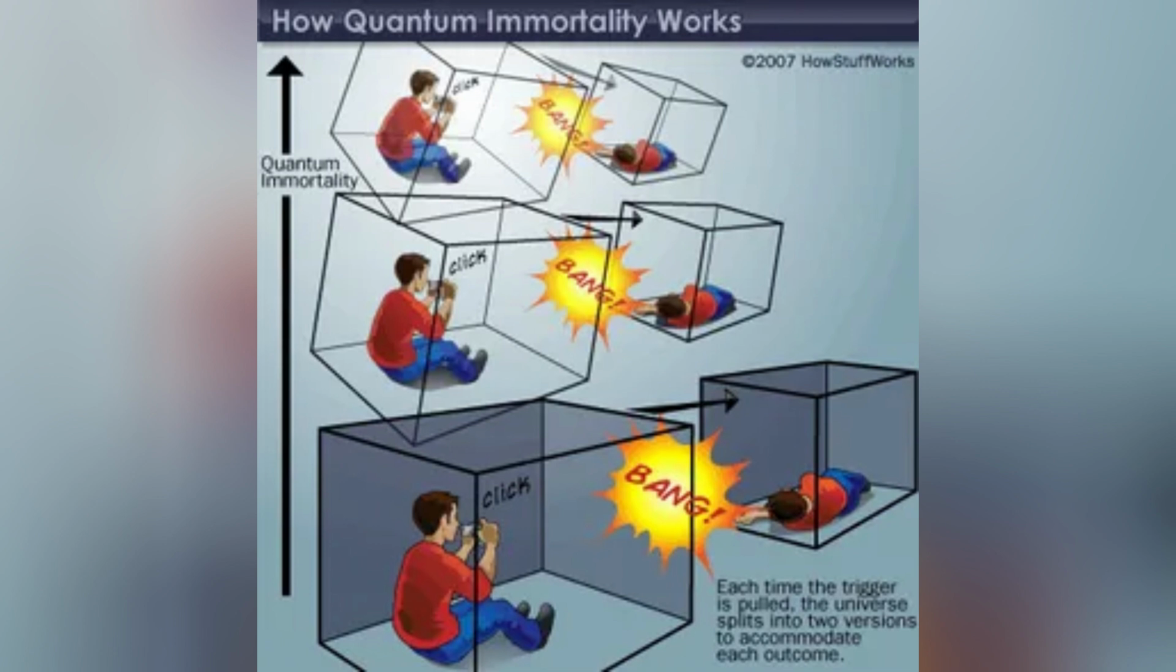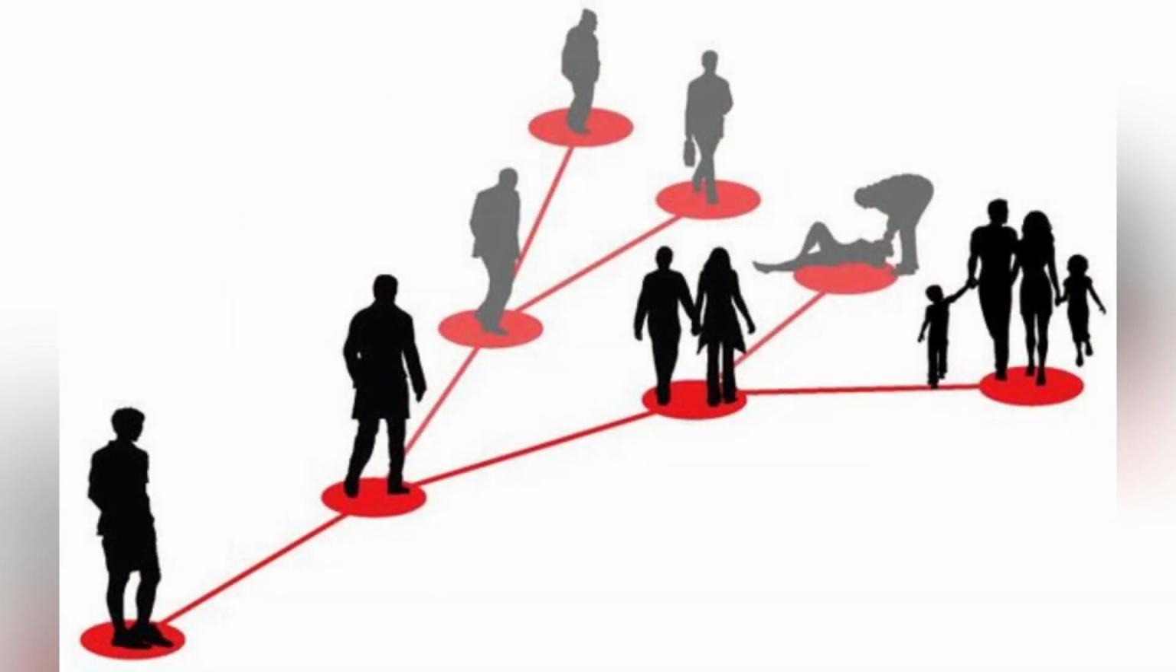This theory also touches on the concept of identity. If there are countless versions of you across the multiverse, which one is the real you? Or are you simply one of many, with your consciousness shifting from one version to another based on survival? This blurs the lines between individuality and multiplicity, making us question the very nature of self.